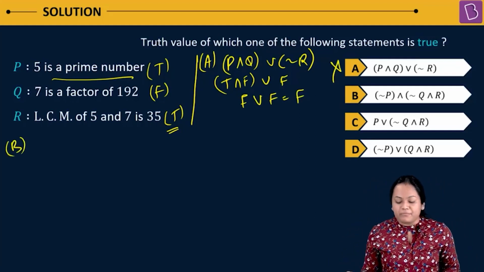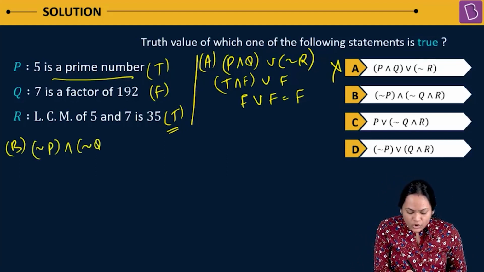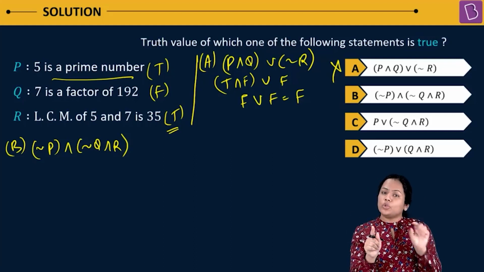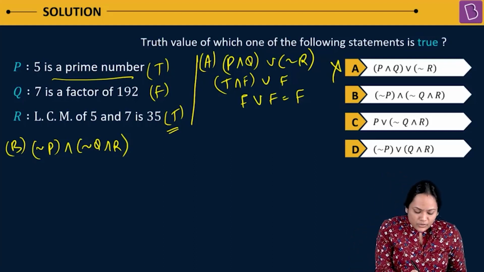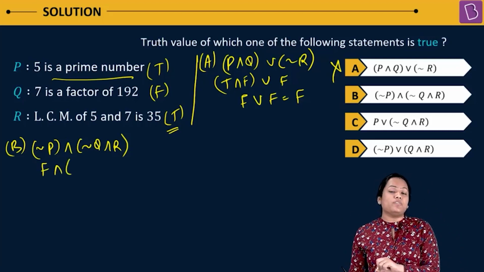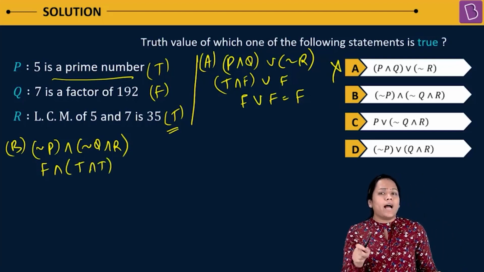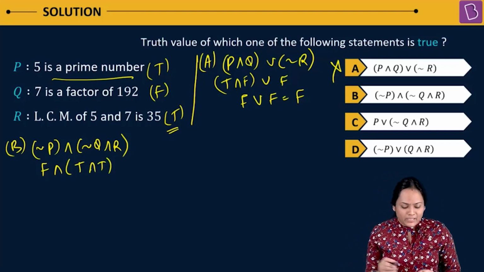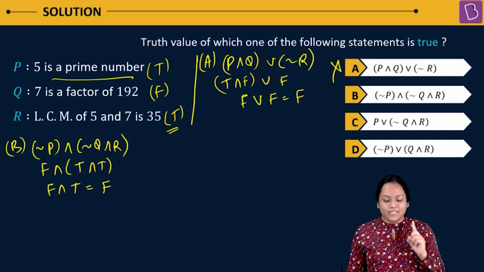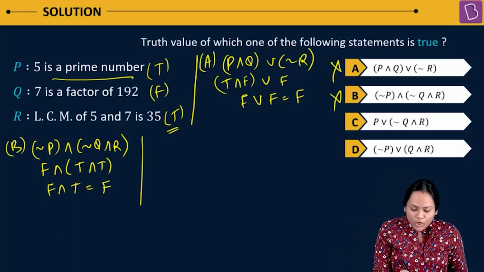In B option, they have mentioned negation of P and negation of Q or R. Right? Okay, so if P is true, you know that negation of P is false. So it is going to be false. Then I have and. Again, if Q is false, its negation will become true. Now, you know true and true definitely is going to be true, right? So I'll have F and T. The value is F. That means B again is not correct. Clear? Quickly coming on to the C option.